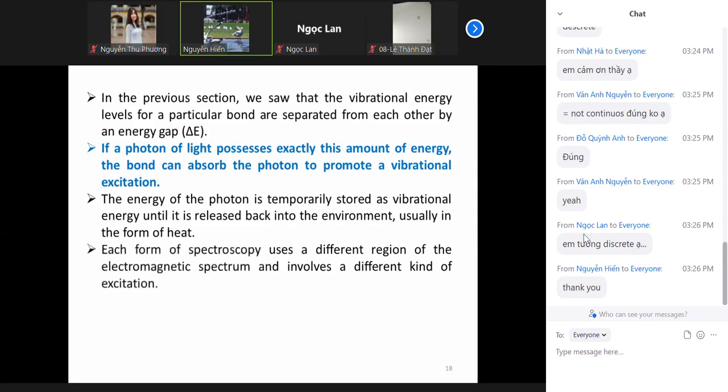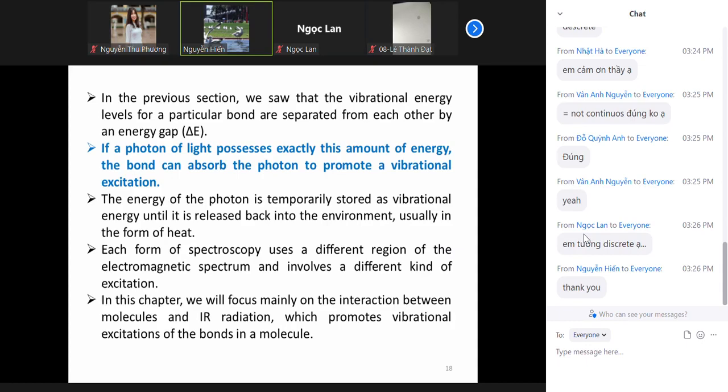And each form of spectroscopy uses different regions of the electromagnetic spectrum and involves a different kind of excitation. So in infrared spectroscopy, we have vibrational excitations. In UV-vis, we have electronic or electron excitations. And in NMR or nuclear magnetic resonance, we have nuclear excitations. And these excitations correspond to different ranges of the electromagnetic spectrum. They have different energy levels.